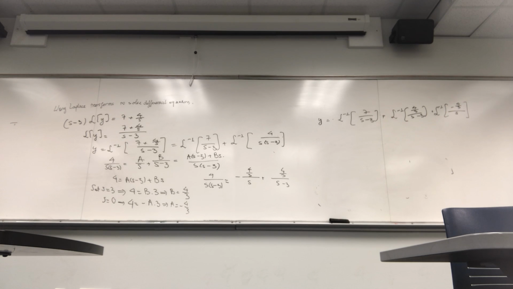Yes? So the first one will be 7 times e to the 3t, because we know that 1 over s minus a has inverse Laplace transform e to the at. And then the second one will be 4/3 times e to the 3t. And then the last one will be negative 4/3.